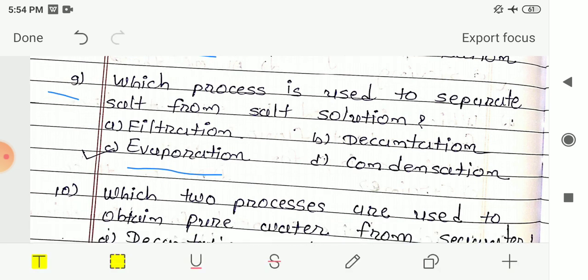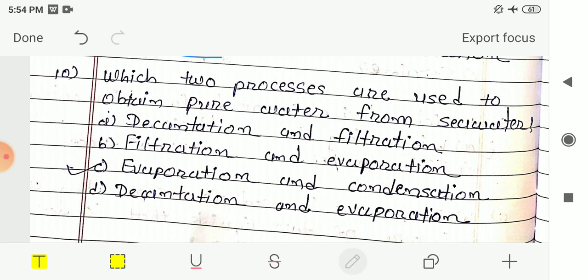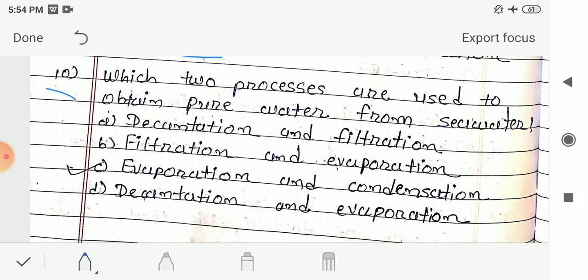Next, 10th number: which two processes are used to obtain pure water from the sea water? From the sea water, how can we get pure water? The options are given to you: decantation and filtration, filtration and evaporation, evaporation and condensation, decantation and evaporation. So here your answer is evaporation and condensation.